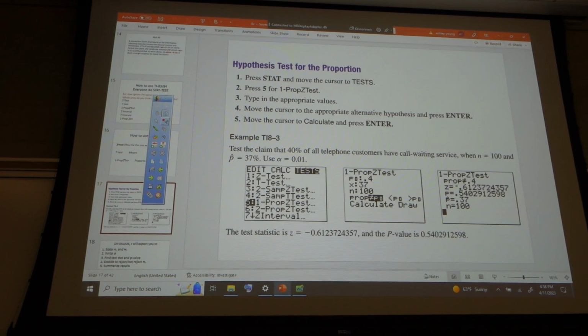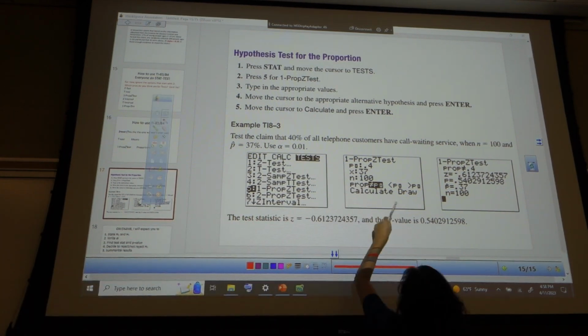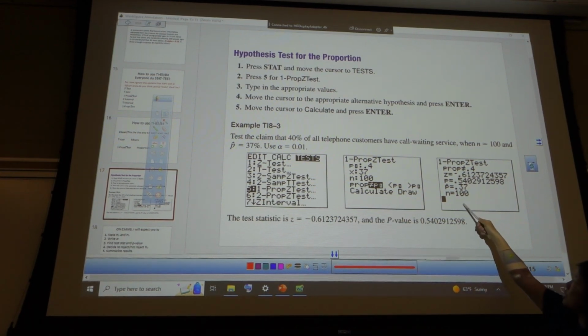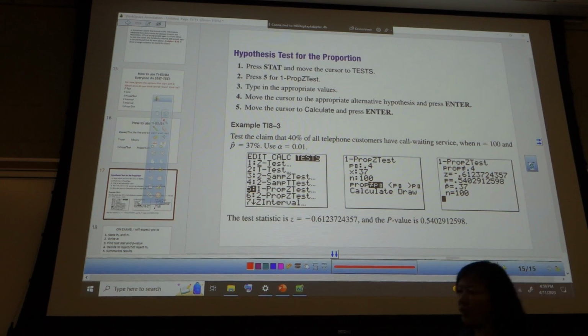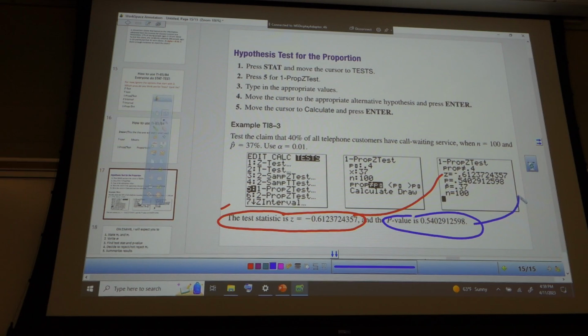How would you use them? For proportions, obviously you get a test. You pick 1-PropZTest, and then you input all the information here, which makes sense. Then you end up getting this as your answer. I feel like you're all pretty familiar with that at this point. Just as a quick comment, the test statistic is your z-score, and the p-value is this thing called p, just to give you a heads up.